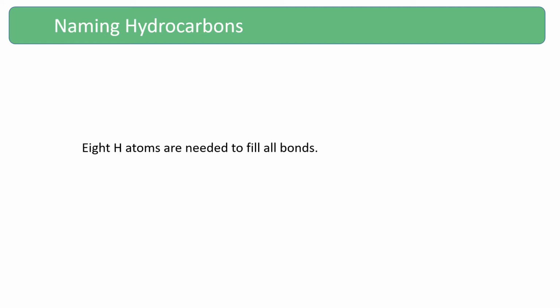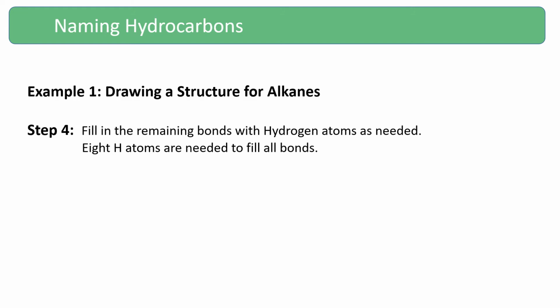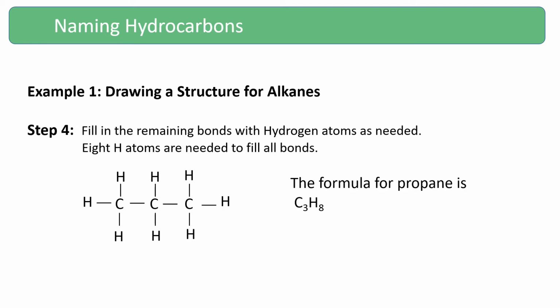All 8 atoms are needed to fill all bonds. So now we'll draw the H around the molecule. So the formula for propane is C3H8.